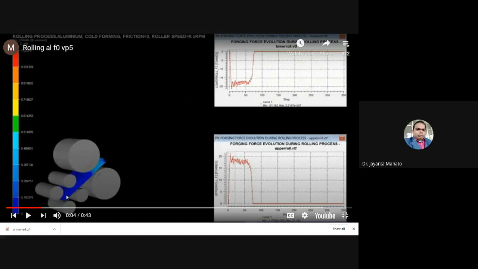Just so, here is the material, which means slab sheet material. This material has to roll between two big rollers. So when the material enters between the two rollers, what happens?